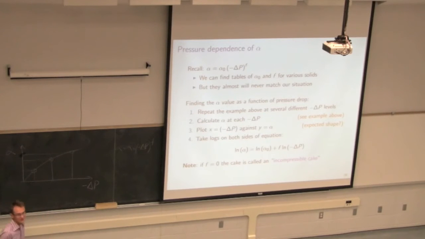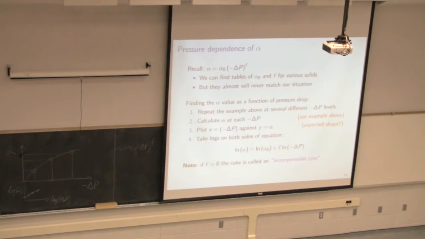You'll do this in the next assignment, which I'll post in the next day or two. Are you plotting for F or for alpha naught? You're plotting alpha versus delta P. Once you plot this on log axes, so log delta P and log alpha, you'll get a straight line with intercept of log alpha naught and slope of F. So that's how we obtain it.